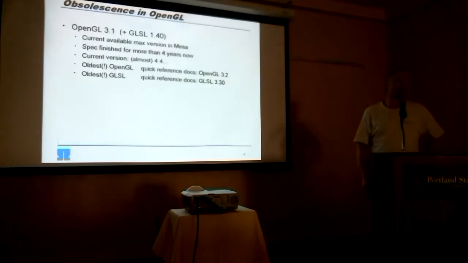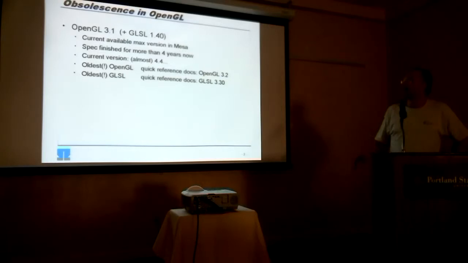OpenGL, it's basically the version we are currently supporting. We currently support only OpenGL 3.1, and the spec has been available for more than 4 years now, as I talked about yesterday. The main issue is that even on the Khronos website, the only quick reference docs you actually get, the oldest one, is about OpenGL 3.2, and GLSL even about 3.30. So if you want to have any docs for your students to actually use, you have sort of a mismatch.